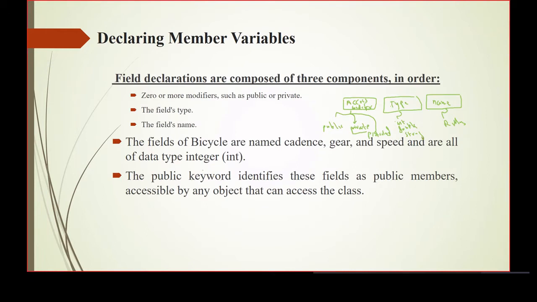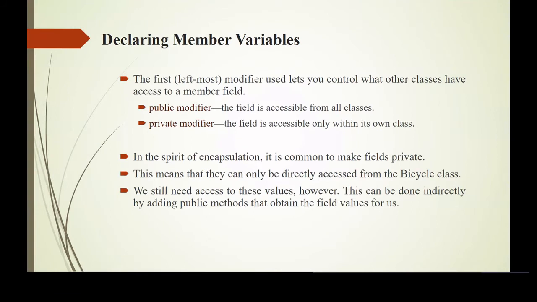Now the public keyword, as I said, means that this variable is public for everyone. Everyone can access this variable. We already spoke about the public modifier and the private modifier. The public modifier is accessible from all classes, not just this class. Private modifier means this is only accessible inside the class. So if you want to access this variable, you have to access it through the class.